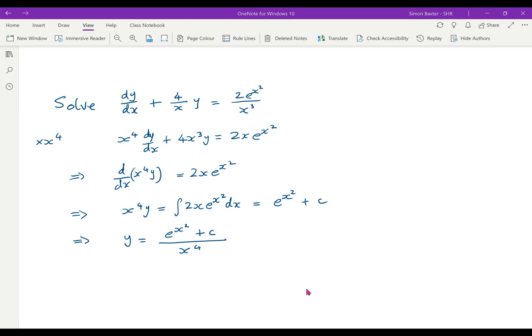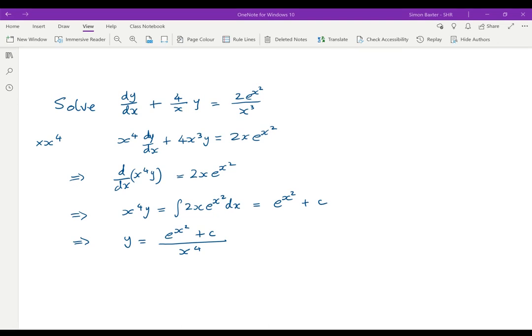So the question now is, how can we find the magic multiplier? We have to start with an equation which has dy by dx all on its own, a function of x times y, and a function of x. So we shall now look into how we can find this magic multiplier.